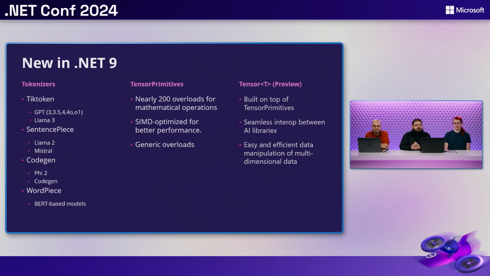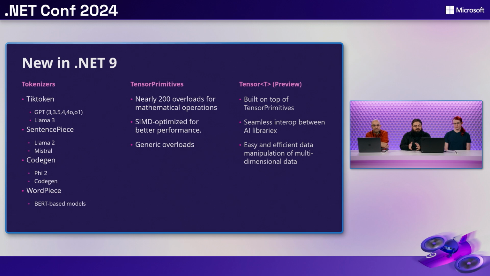Now, if you download the latest bits that are in .NET 9, you're going to notice that in the packages like Microsoft ML Tokenizers, which is the official package for tokenizers in the .NET ecosystem, there's a ton of new tokenizers that you have access to that are just built into the library, right? And so you can see a list of them here.